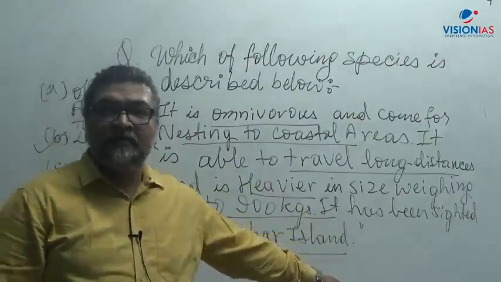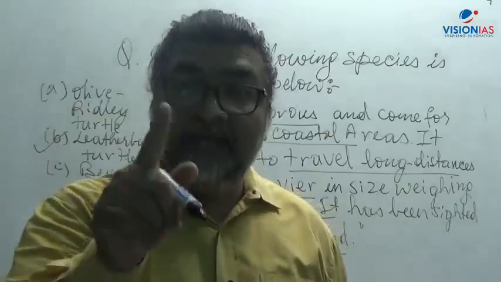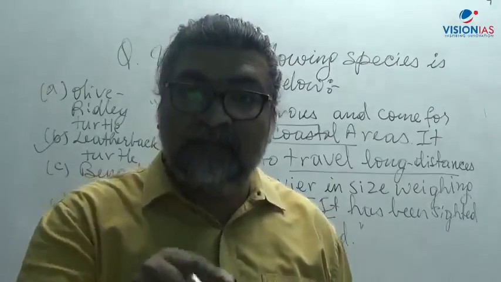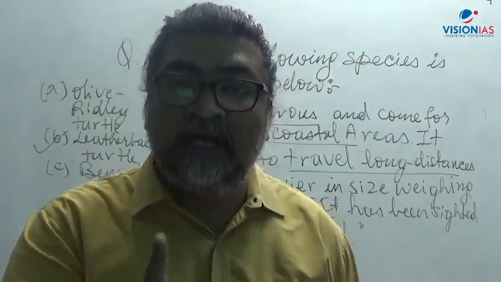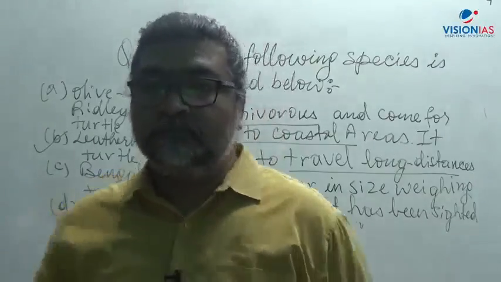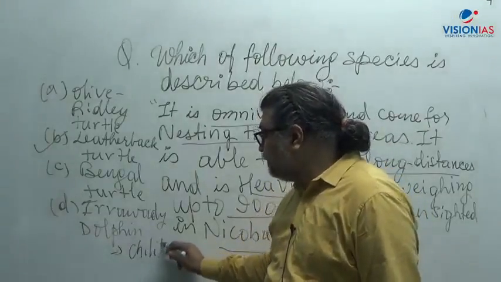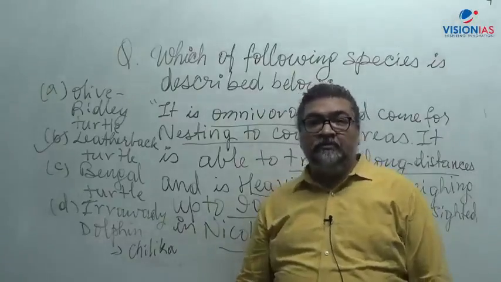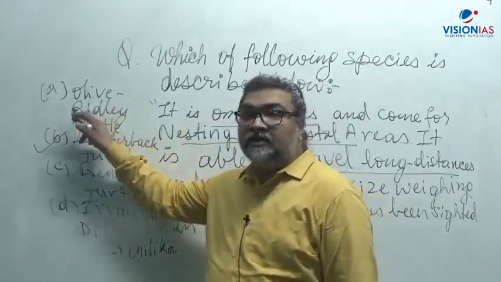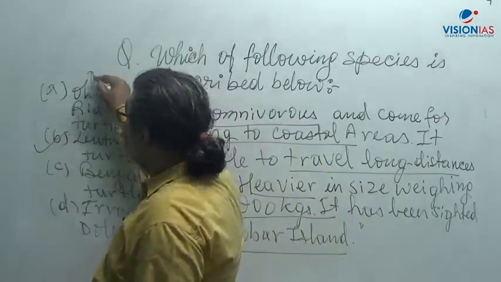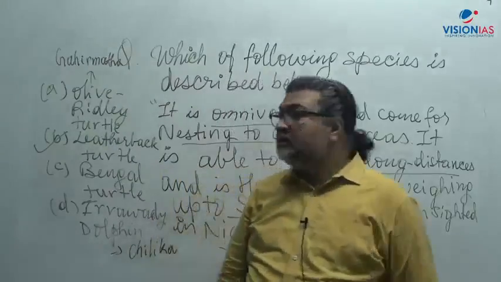Another hint is Great Nicobar. Where do you find olive ridley turtles? Odisha, right? Irrawaddy dolphin comes from the Irrawaddy Delta in Myanmar to Chilika Lagoon. You will find Irrawaddy dolphin in Chilika, which is part of Odisha, on the Bay of Bengal. Bengal turtle is a freshwater turtle. Olive ridley turtle you will find in Odisha, at a place called Gahirmatha. So the correct answer is leatherback turtle.